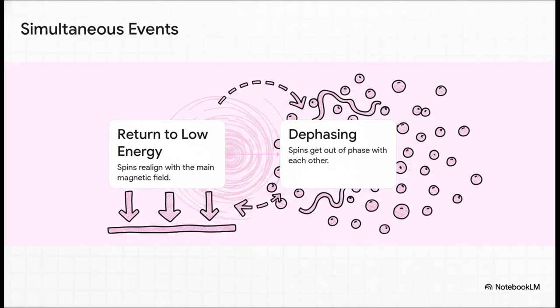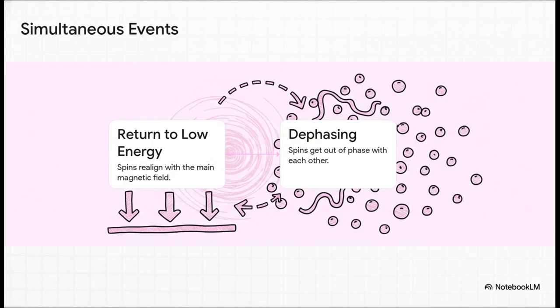So, the very instant that RF pulse shuts off, a fundamental law of thermodynamics takes over. Every system wants to be in its lowest energy state. For our protons, this means two things start happening at once. Think of it like a team of synchronized swimmers. The RF pulse is the starting gun. They all dive in and start their routine in perfect harmony, perfect phase.